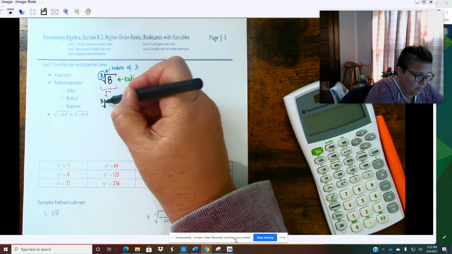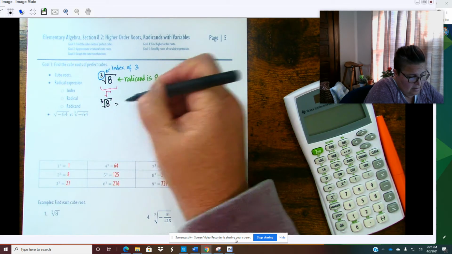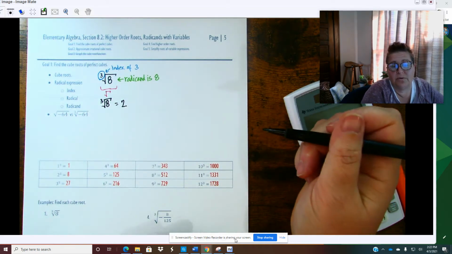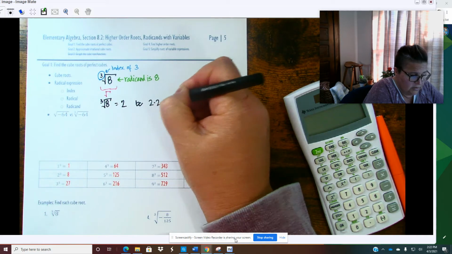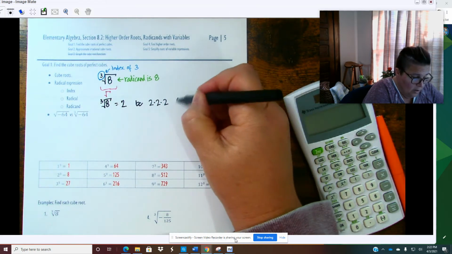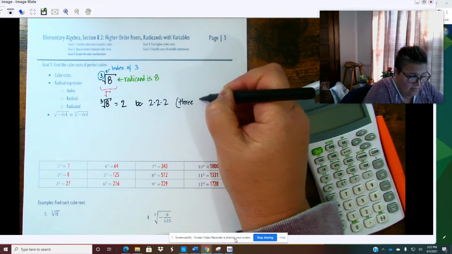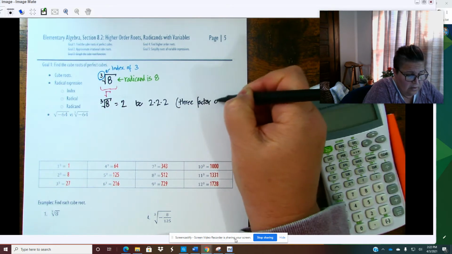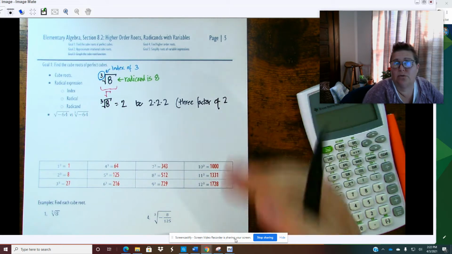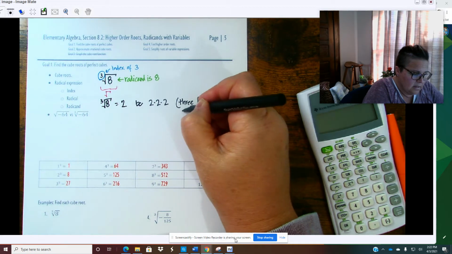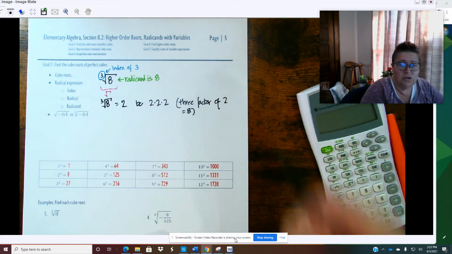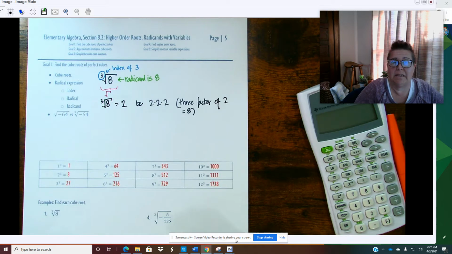So the cube root of 8 is 2. The cube root of 8 is 2 because 2 times 2 times 2, or 3 factors of 2, 3 2's multiplied together, equal 8. So 2 is the cube root of 8, meaning I need 3 2's multiplied together. The product of 3 2's is an 8.